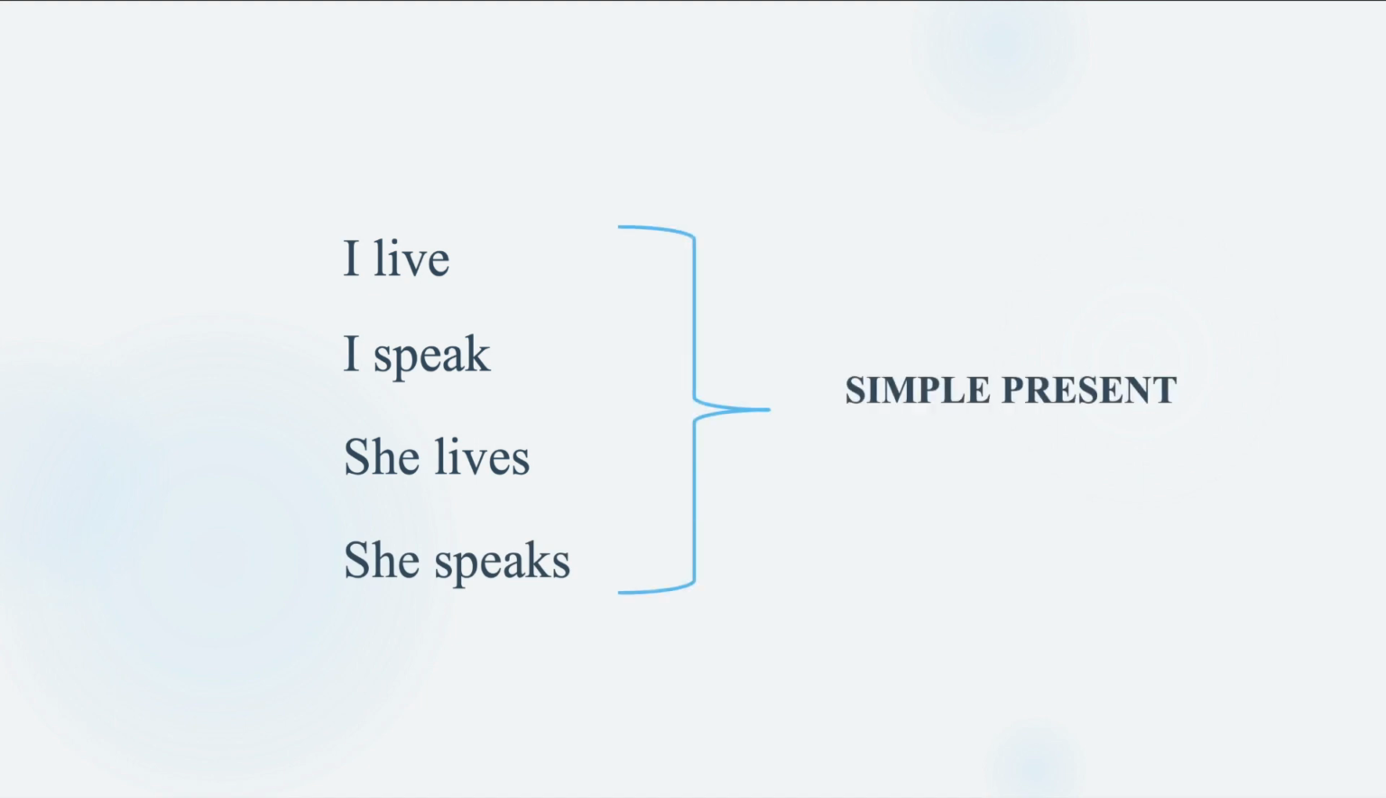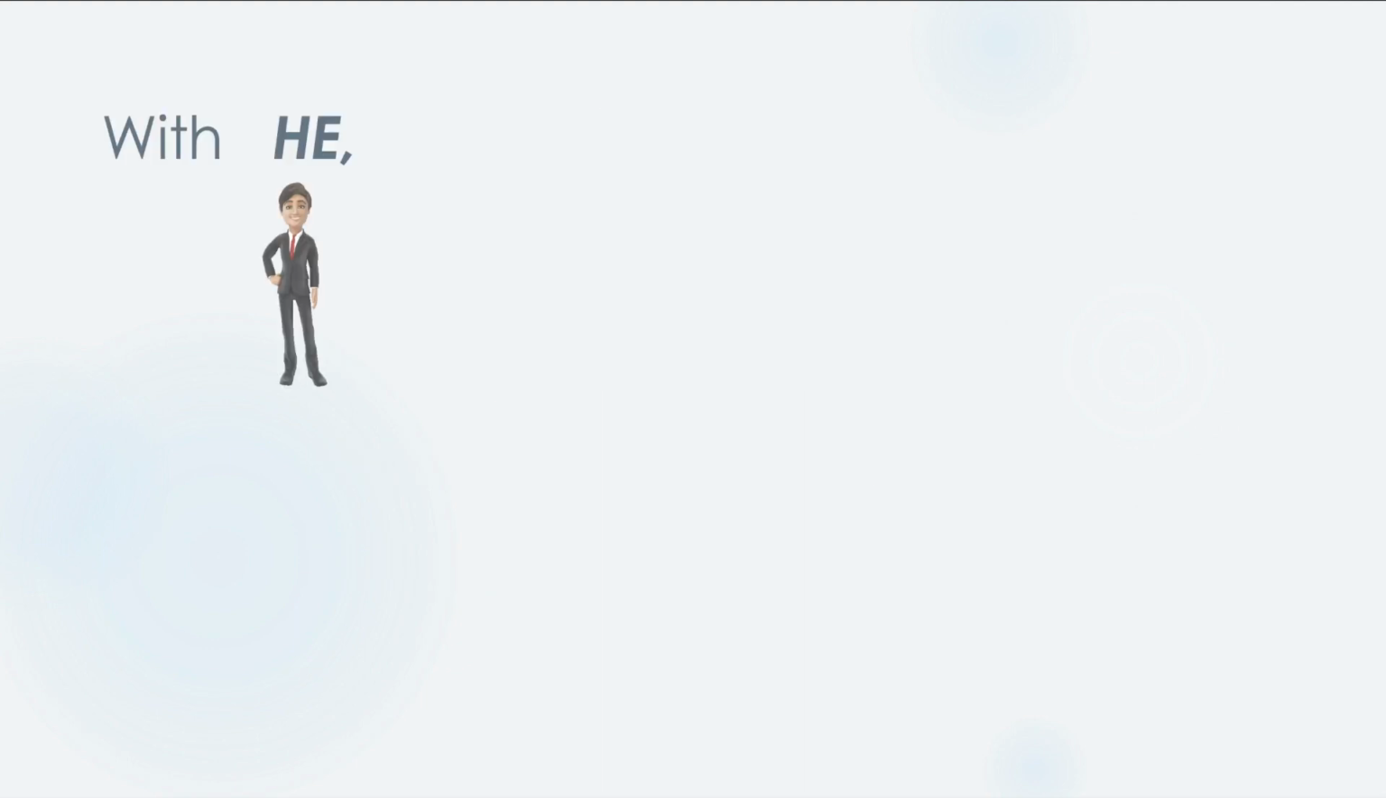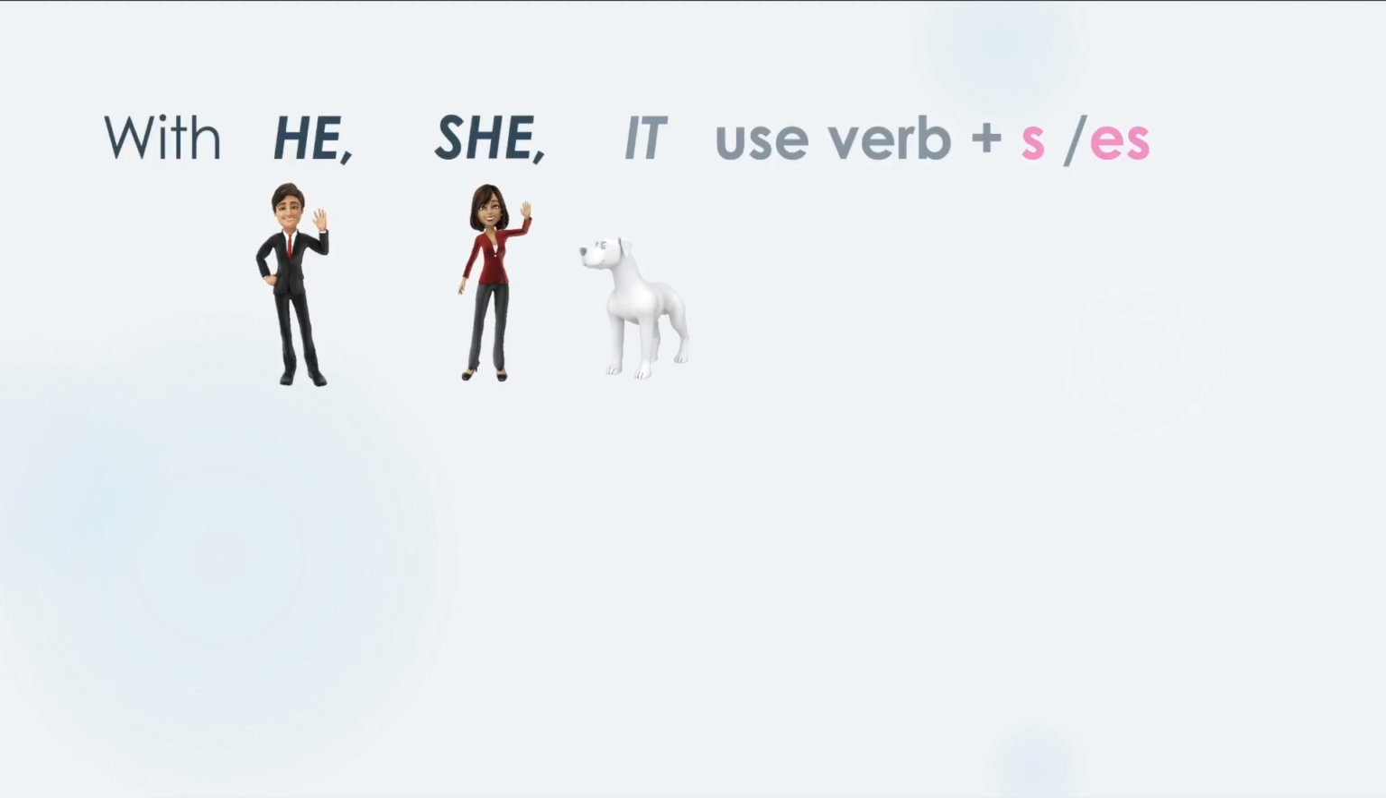I live. I speak. She lives. She speaks is simple present. We say I live, you live, we live, they live. But she lives, he lives, it lives. With he, she, it, use verb plus s or es.